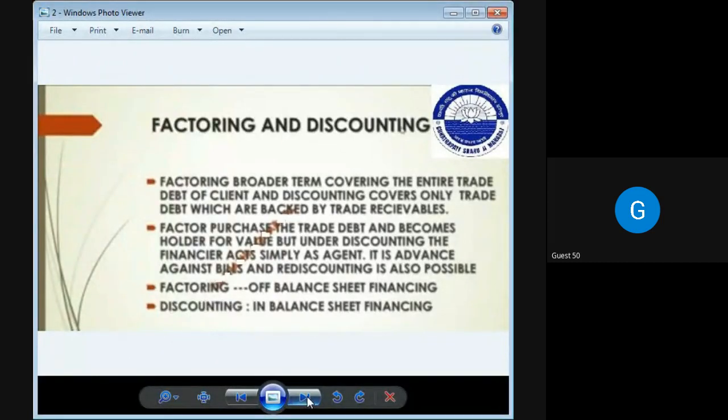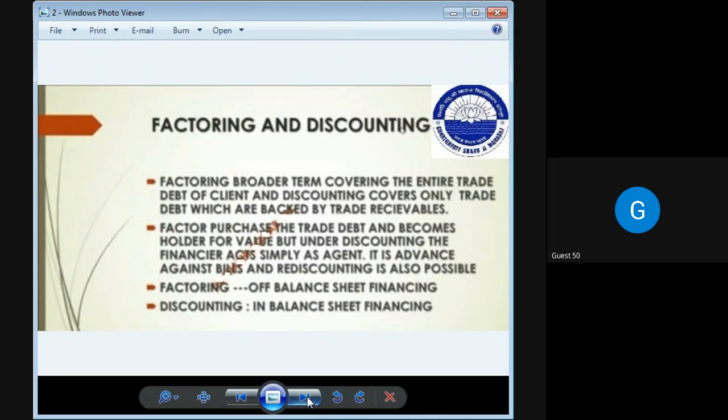But in factoring, there is no provision for a good relationship or for long-term customers. The only purpose of factoring is to cover the entire trade debt of the client, whether it is a new or an old client. The factor purchases the trade debt and becomes the holder of the value. When the seller assigns the invoice to the factor and the factor releases the funds to the seller, the factor becomes the owner or holder of the invoice for the value.